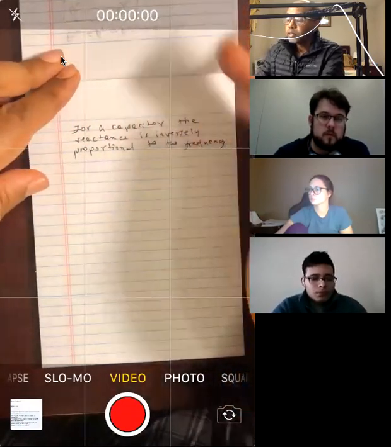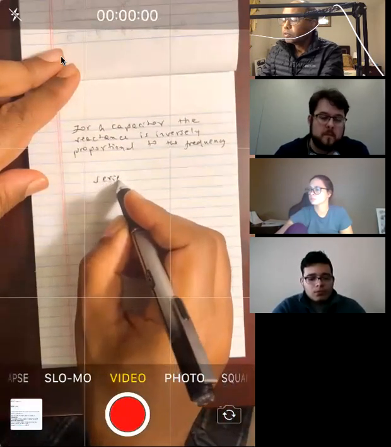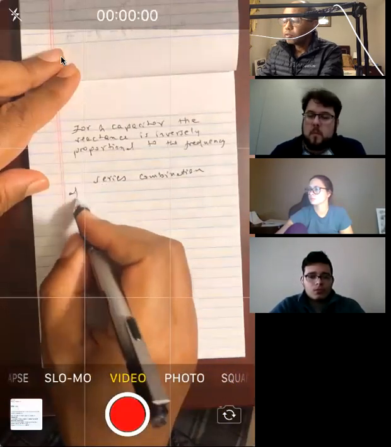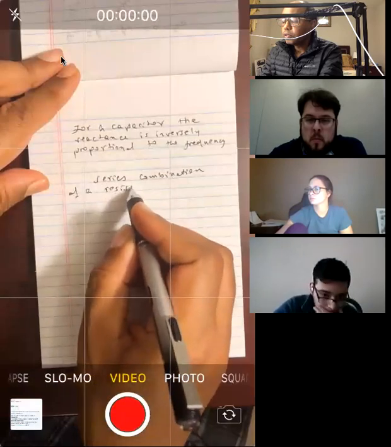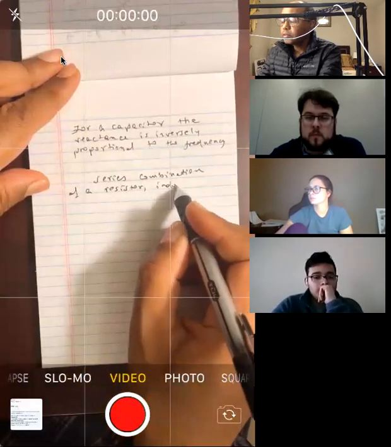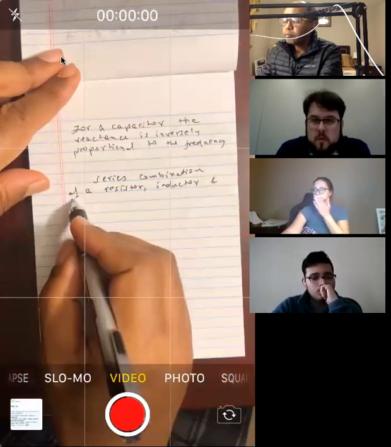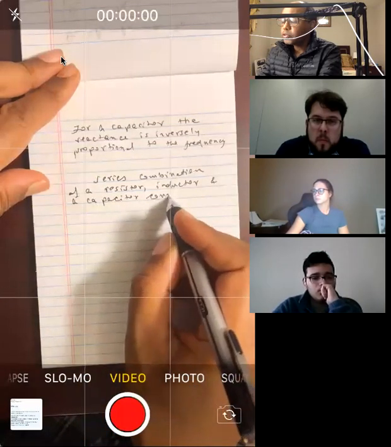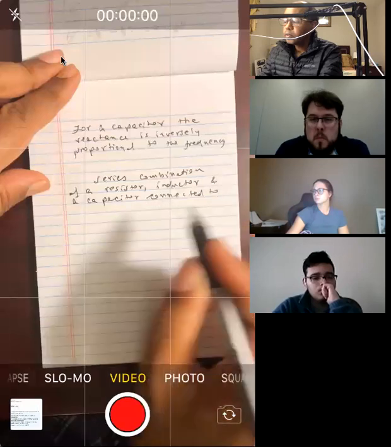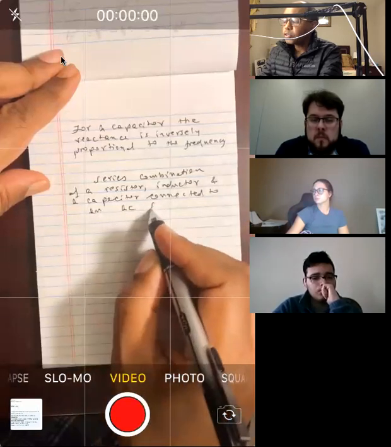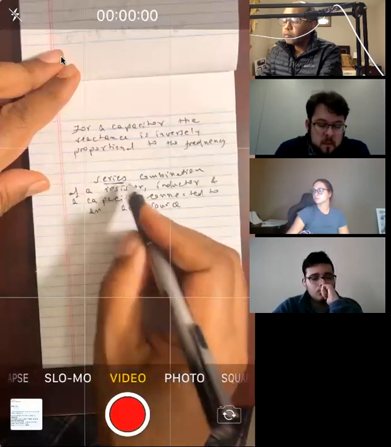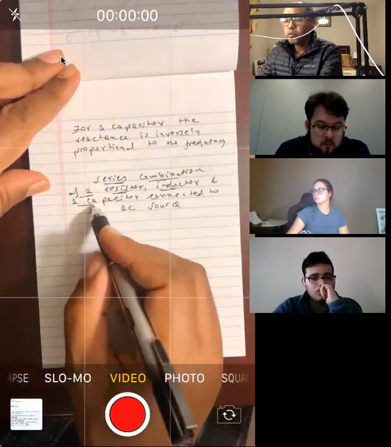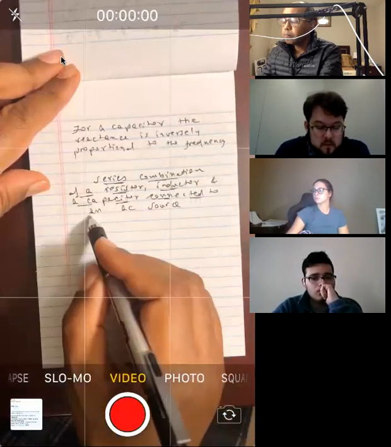So, series combination of a resistor, inductor, and a capacitor connected to an AC source. Okay? So we want to study the property of this circuit. If you remember, we worked with this circuit in, I think it was experiment 9, right? So let's see how this works.